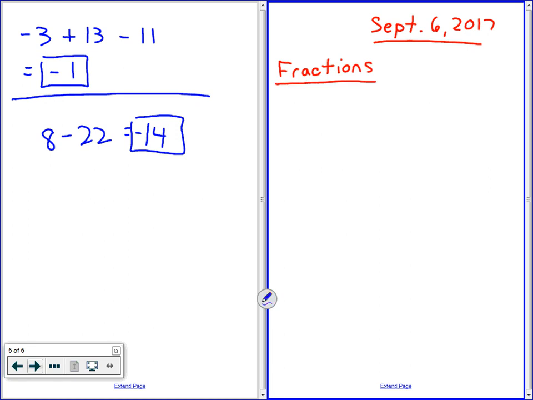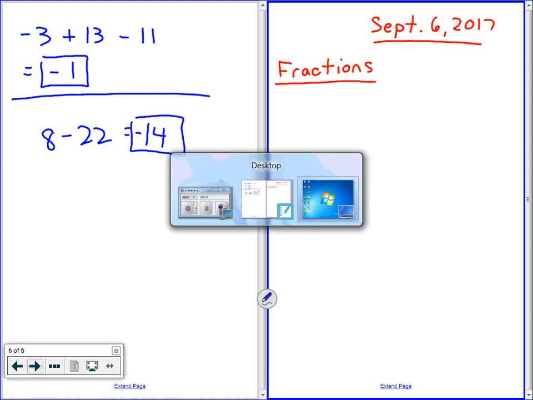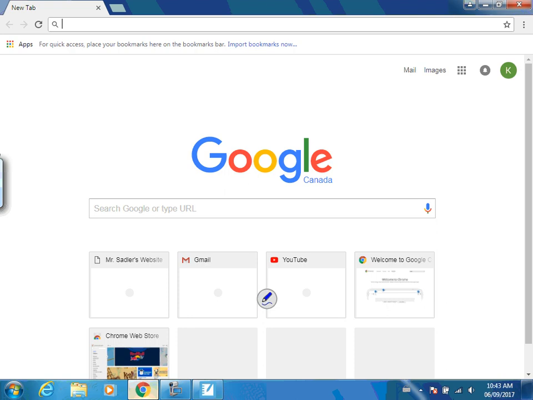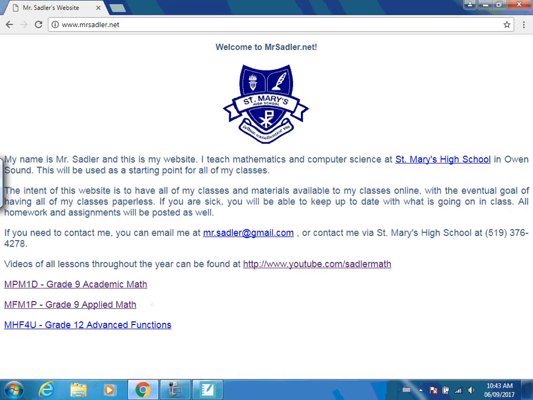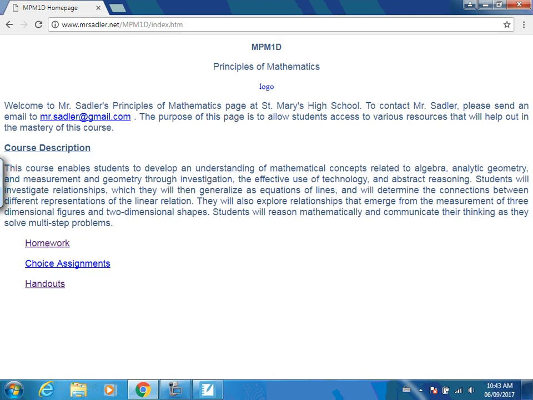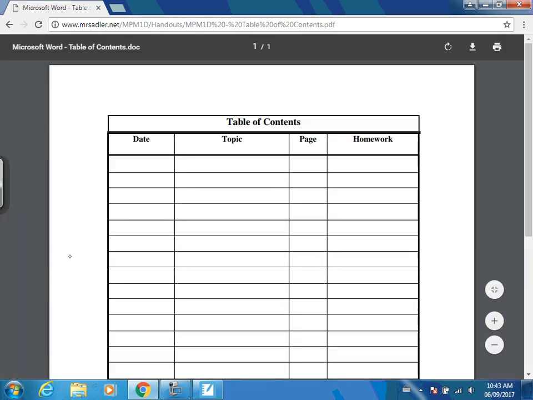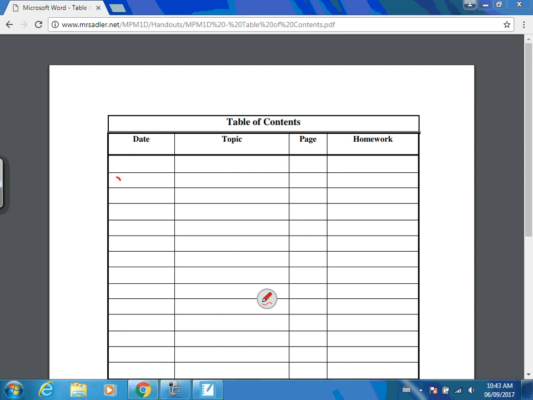All right, so I'm going to quickly go back to the course webpage, if I can find it. Hopefully you guys all were here last night. If you weren't, that's okay. Click on MPM1D, grade 9 academic math, handouts, and move on to table of contents. So yesterday you should have filled in one for yesterday already. Today's going to look something like this. Today's September the 6th. The topic is fractions.